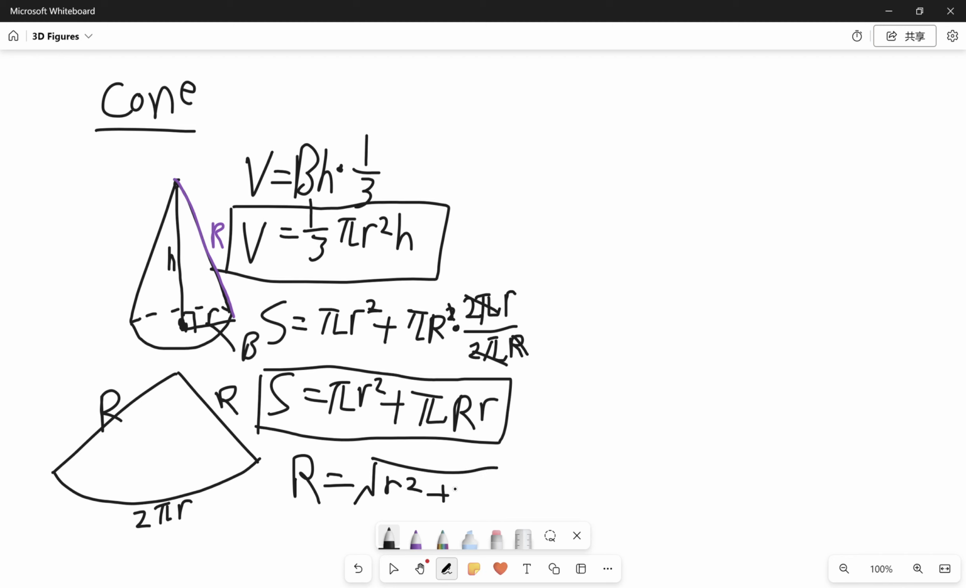This length here, this radius of the circle, the big R. What's big R? Well, you can use the Pythagorean theorem here, it's equal to the square root of r squared plus h squared, right? Like that. Okay, so that's the main things about the cone, and next time we'll encounter more complicated shapes, like, say, a tetrahedron, etc. So thanks for watching. Bye.